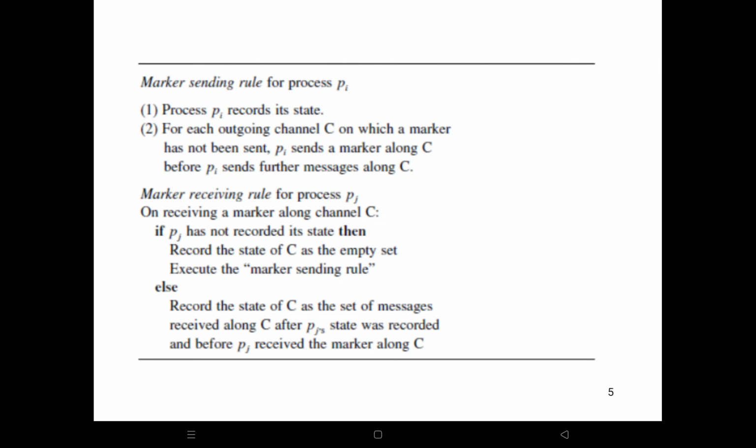See, this is the algorithm. Marker sending rule: process Pi records its state, then it sends a marker message to other processes before sending any other message. Marker receiving rule: when a process Pj receives the marker message, if its state is not already recorded, it records its own state and marks the channel status empty. If the state is already recorded, it starts recording the channel state, that is, the messages received over the communication channel.